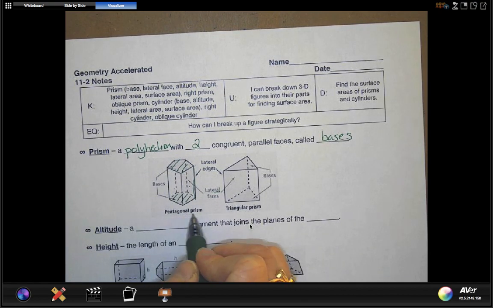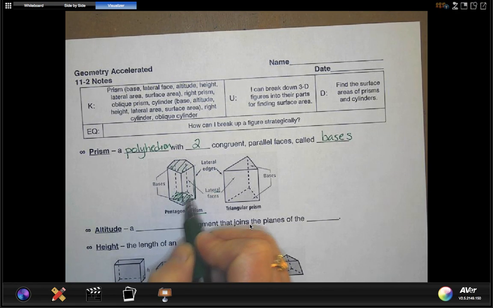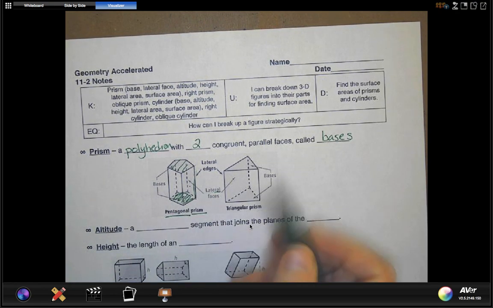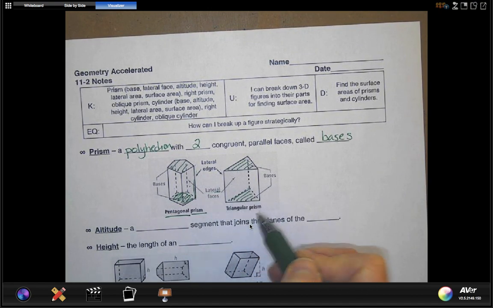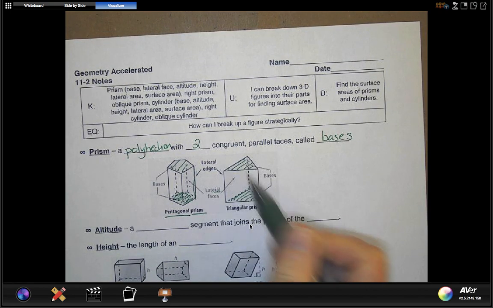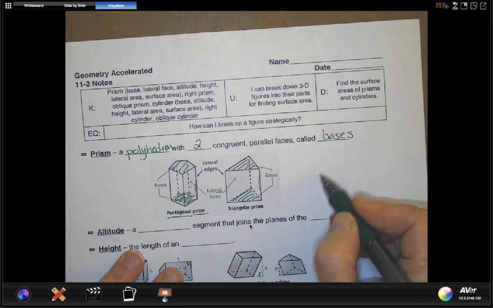When you talk about a prism, you usually define it by the shape of the base. So it's a pentagonal prism. Again, the bases are always the parallel faces. So that is a triangular prism. And then we have 3 lateral faces, and we have that lateral edge there.